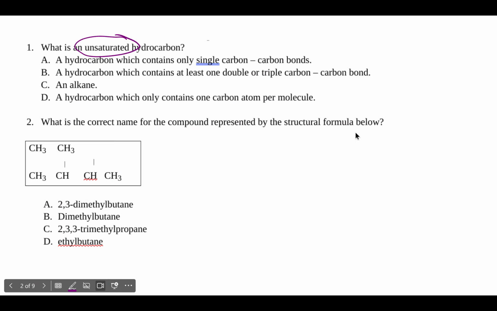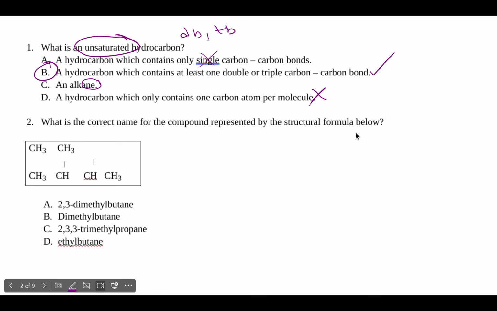For some compound to be unsaturated, you must have a double bond or a triple bond. So this first answer, which says contains only single, that's not true. The second one, a hydrocarbon which contains at least one double or triple carbon-carbon bond, is going to be our answer. But let's just double check the other ones. C, an alkane. Alkane means single bonds. And D, a hydrocarbon which only contains one carbon atom per molecule. That's not part of our definition, so we can rule that one out. So your answer definitely was B.